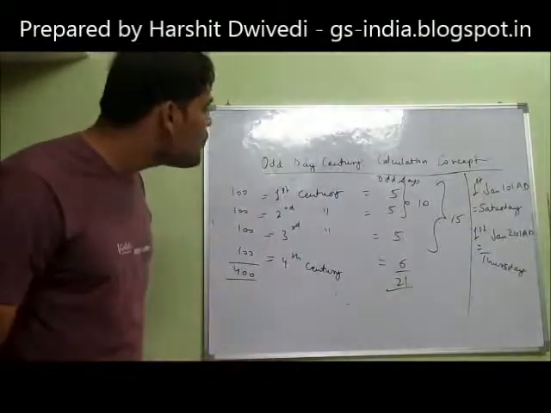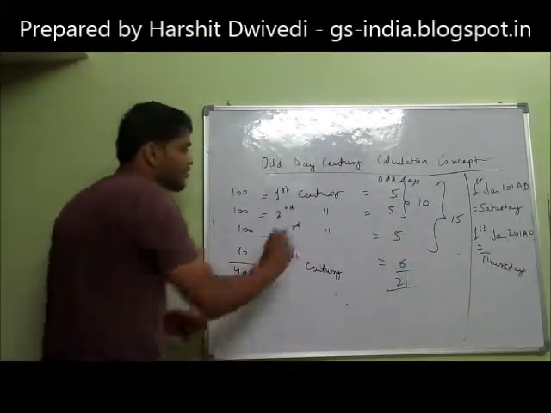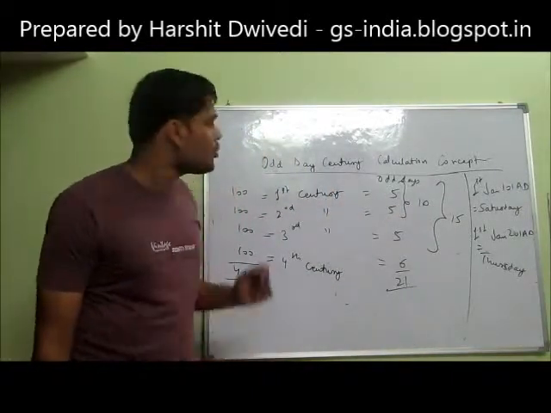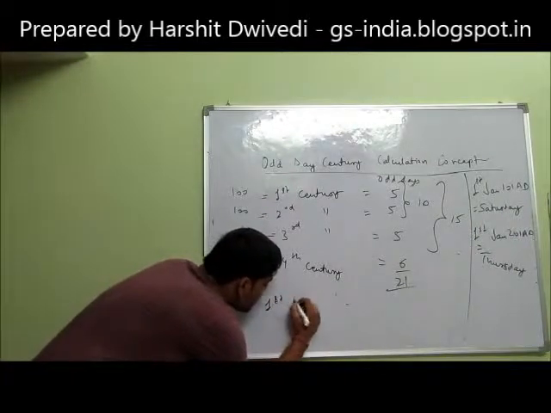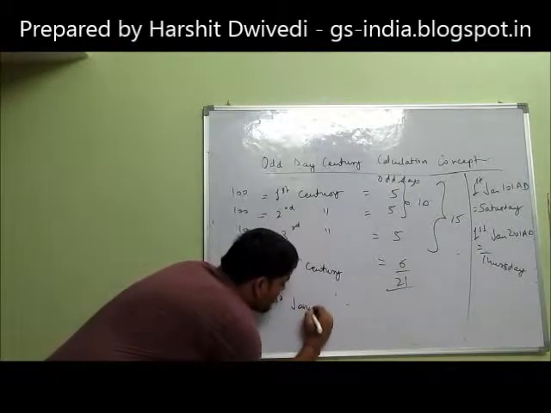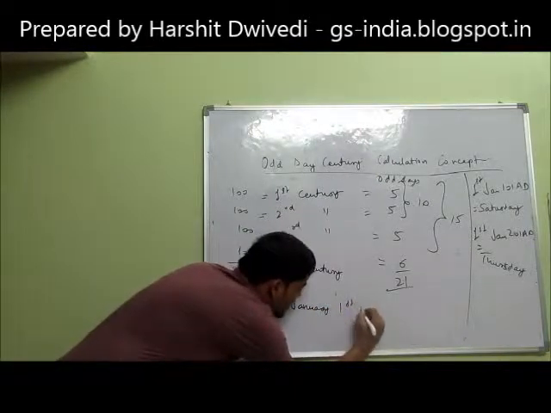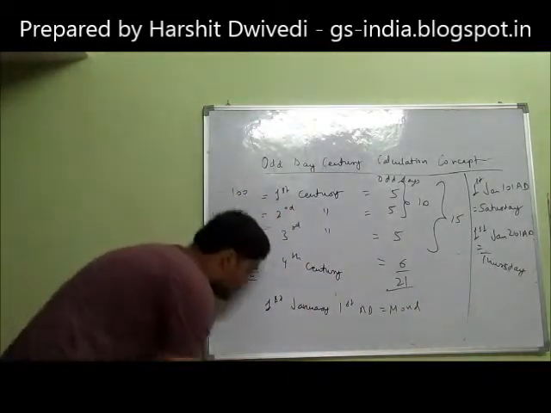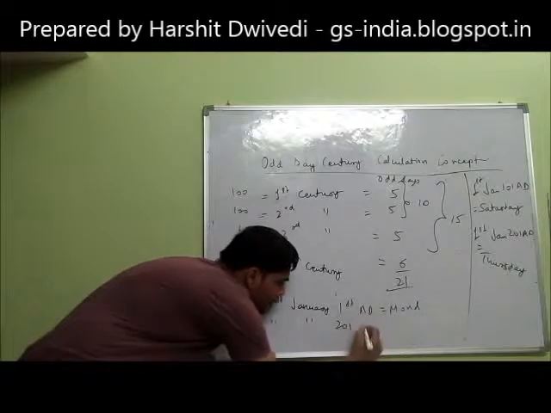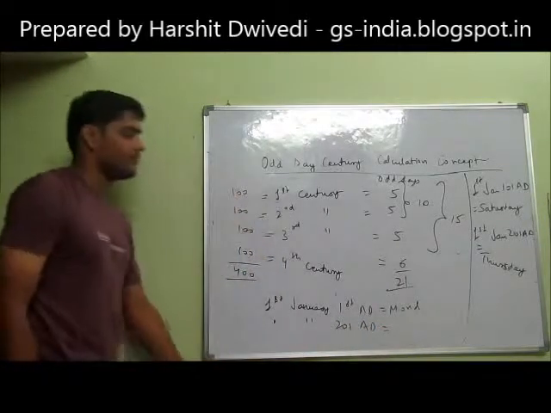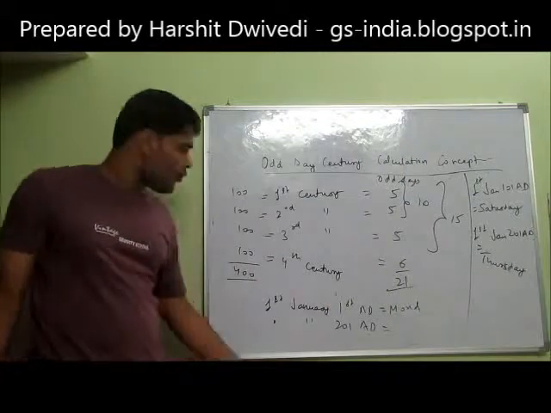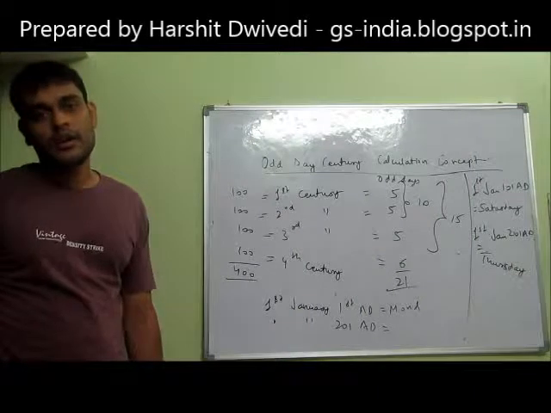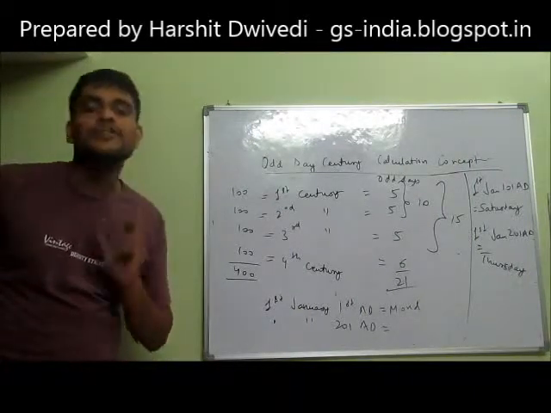Now look at the cumulative effect of this thing, please. 1st century and 2nd century cumulatively has 10 odd days. So if it is given to you that 1st January, 1st AD is Monday, and if someone directly asks us that what will be 1st January 201 AD? 1st AD, 201 AD. What is the intervening period? The intervening period is 200 years. 200 years means first 2 centuries.